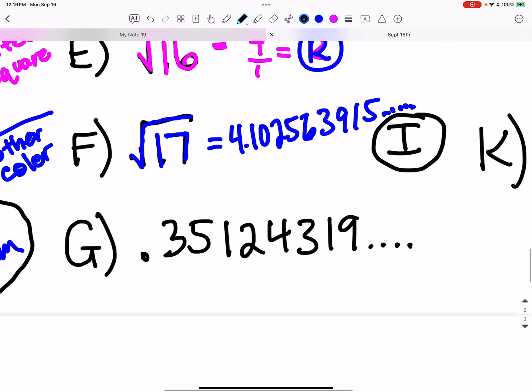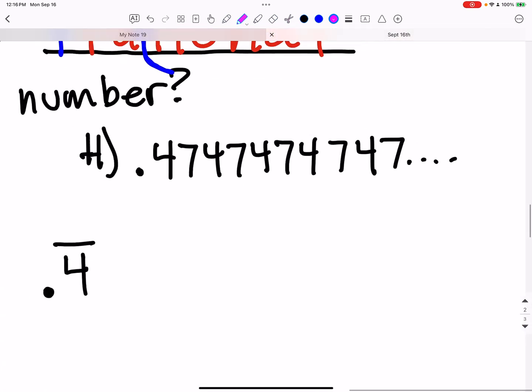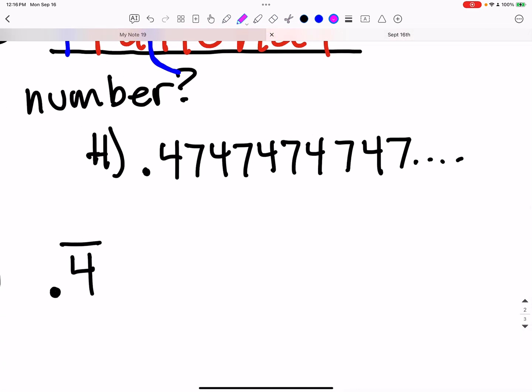Next, 0.35124319, yada, yada, yada, dot, dot, goes on forever. I don't know how. This is also irrational because it goes on forever, randomly. I don't see a pattern. All right, let's see this one. 0.4747474747. It goes on forever, but I see a pattern.